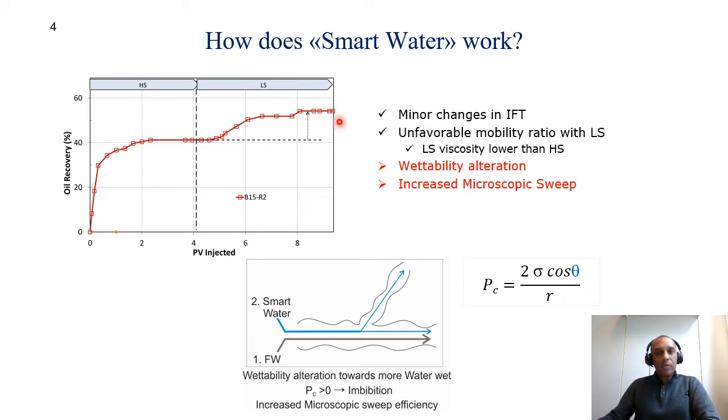So how can this be explained? This can only be explained by wettability alteration, increased capillary forces, and increased microscopic sweep efficiency. What is actually happening here is that when you flood formation water or a non-optimized brine, the water will follow the big pores, while smart water is capable of going into the smaller pores and increase the sweep efficiency and recover more oil.